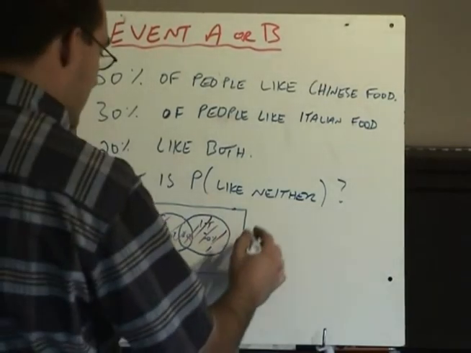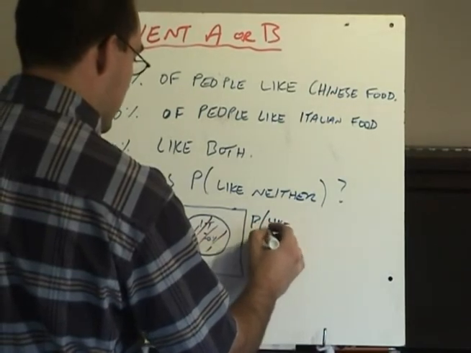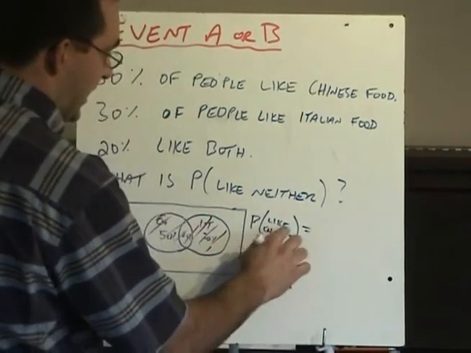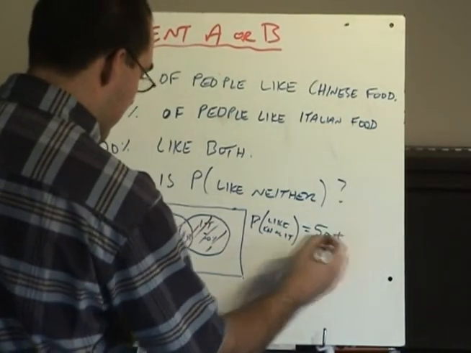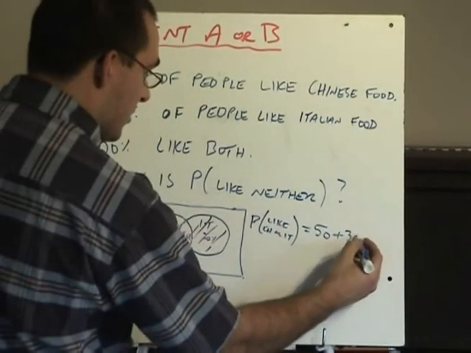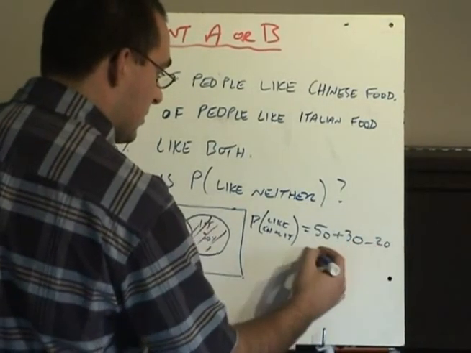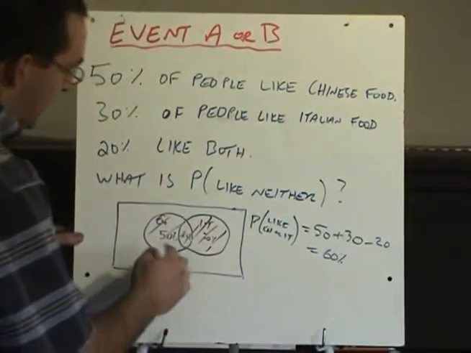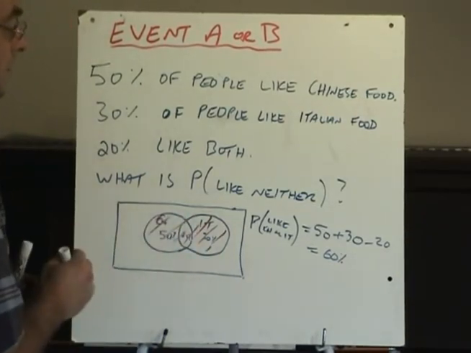Okay, so that probability that they like Chinese or Italian would be 50, all the people standing here, plus 30, all the people in the Italian circle, minus the overlap, because we would have counted those people twice. 50 plus 30 is 80. 80 minus 20 is 60. So we've just figured out that there's 60% of people that like either Chinese or Italian food.